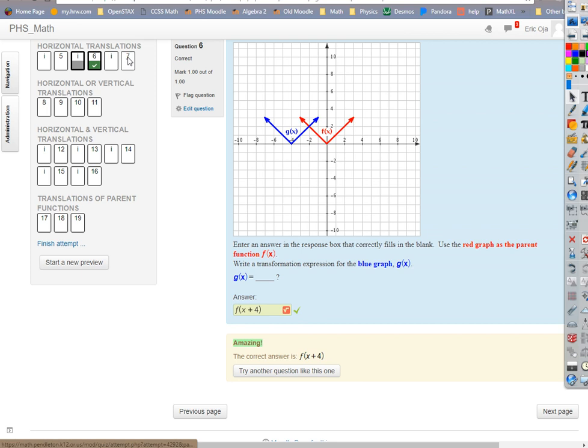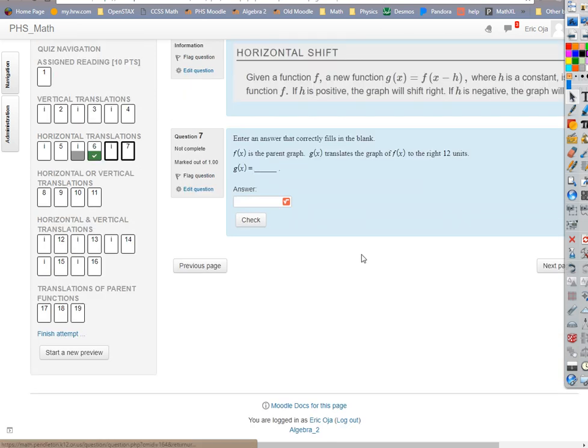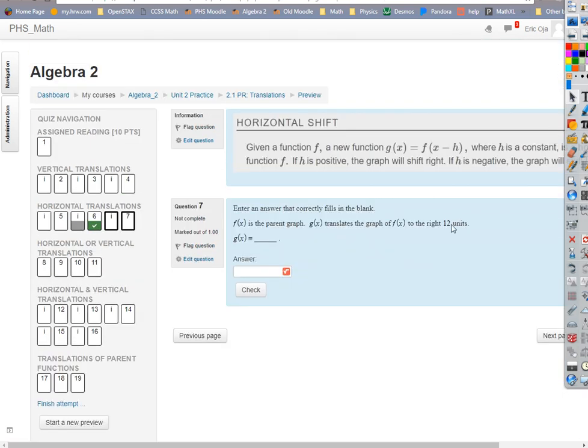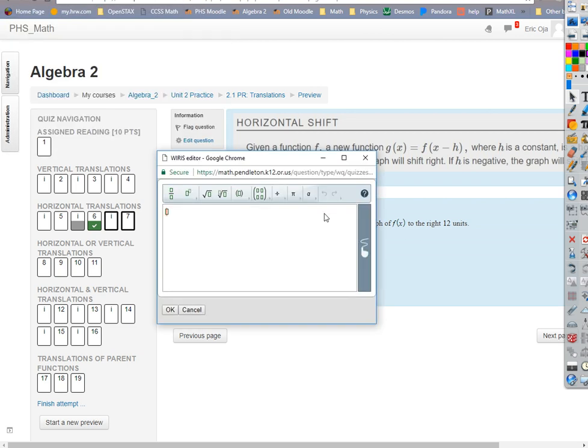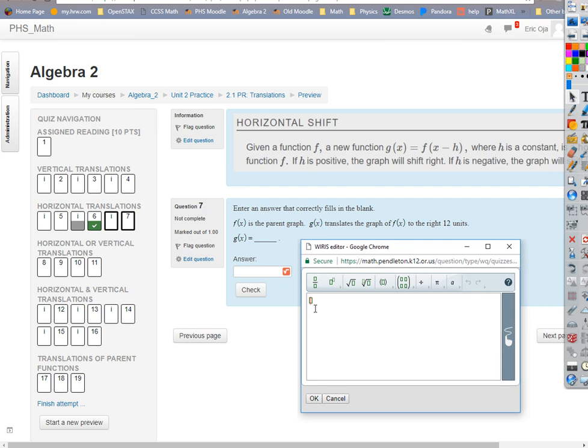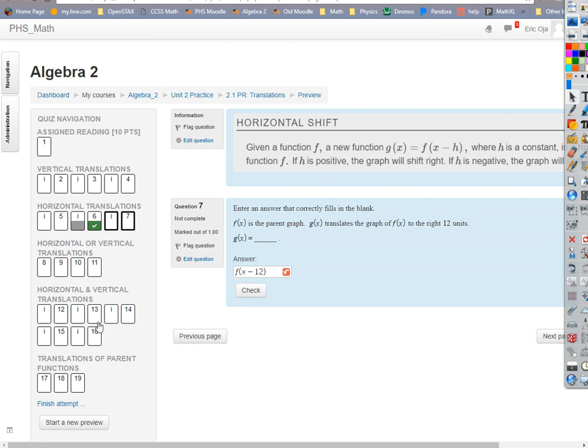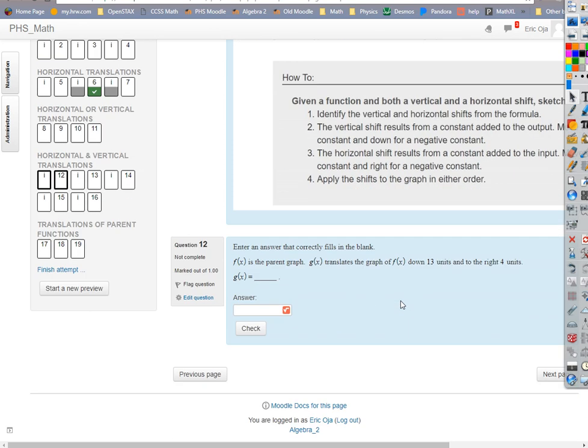Okay, what about this? What if you want to move a graph to the right by 12 units? You want to move f of x to the right by 12 units. G of x is going to have to be, how am I tweaking f of x? Yeah, good. I'm trading the x for an x minus h. H is positive 12, so it's x minus 12. Okay? Now, what if I do both? What if I want to go down 13 and to the right by 4?